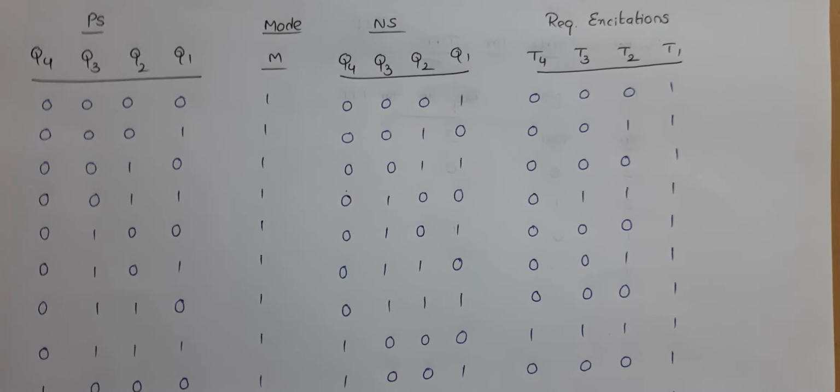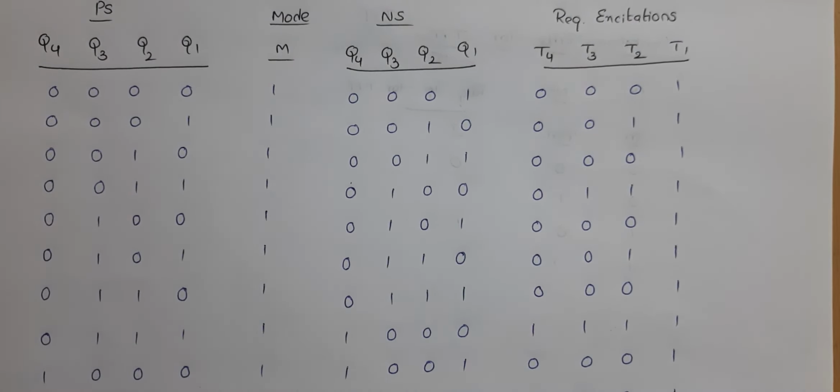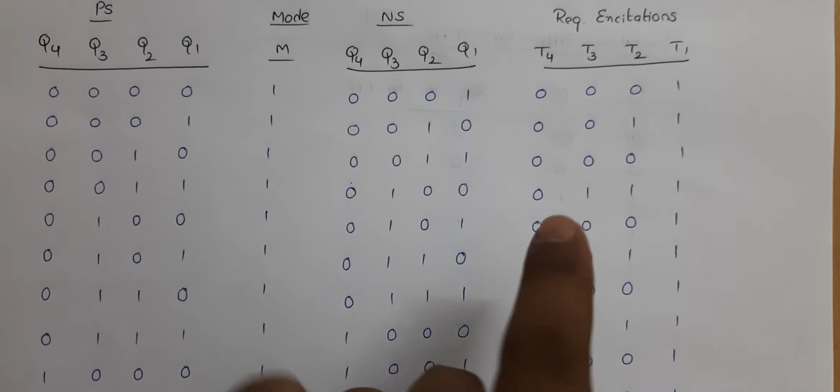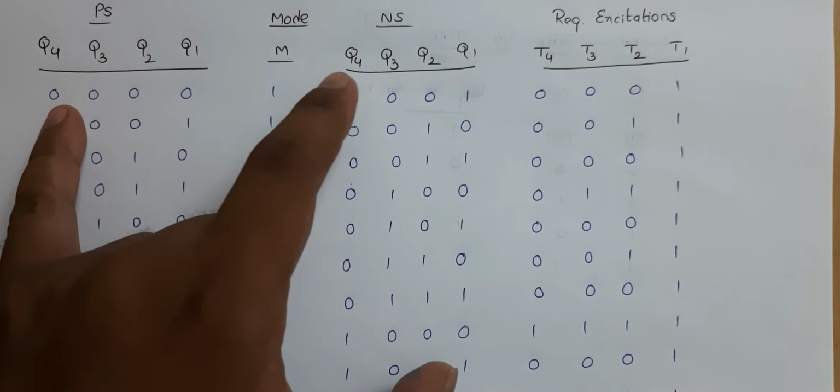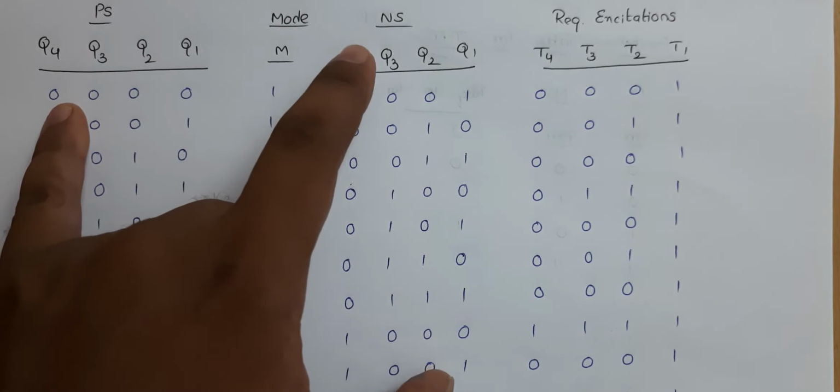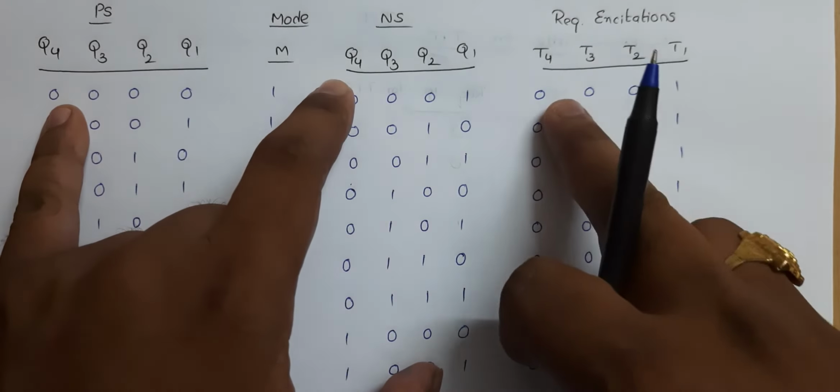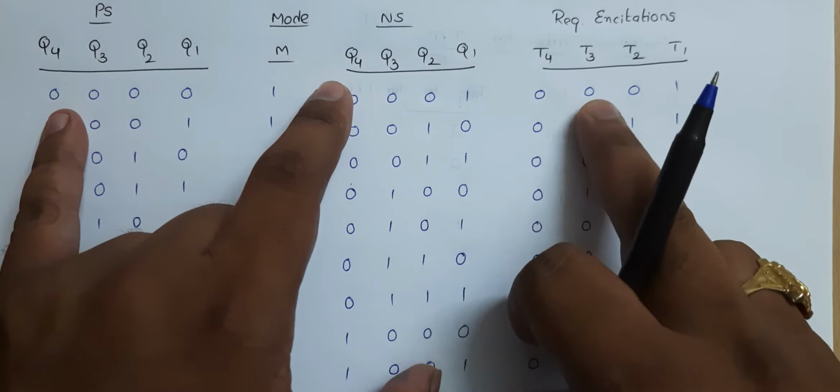up down counter. Okay, again by using the required excitation table for T flip-flop, by comparing the present state output Q4 with respect to the next state output Q4, you should obtain the values of T4, T3, T2, T1.